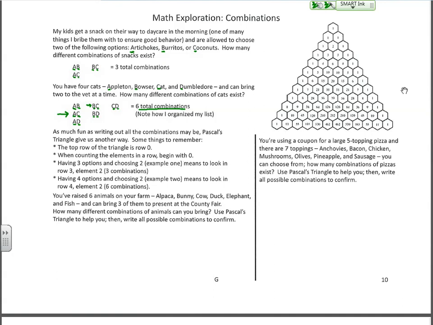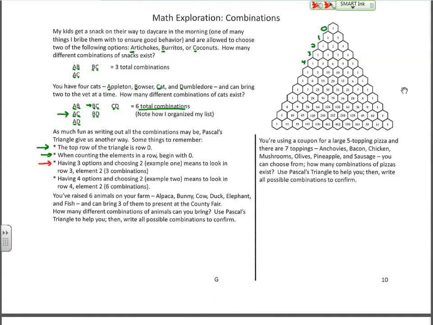Some things to remember about Pascal's triangle if you haven't worked with it for a little while. The top row of Pascal's triangle is 0. So if we identify the rows of the triangle, this is row 0, row 1, row 2, row 3, row 4, etc. Okay? When counting the elements in a row, or the numbers in a row, begin with 0. So the 1, down this entire first line here, when you're counting across, that's always your 0th number in the row.